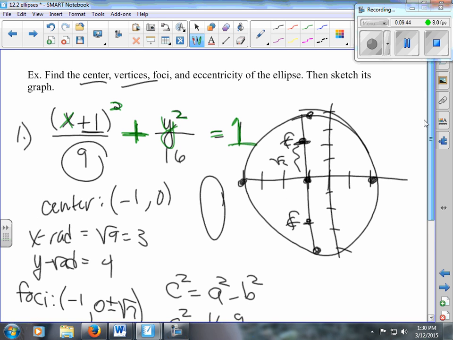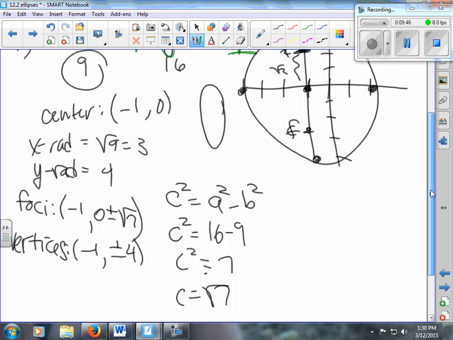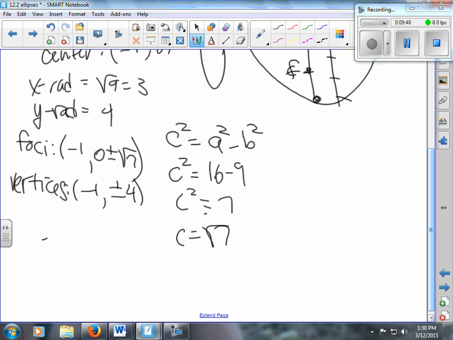And eccentricity. So the eccentricity, E, was C over the bigger one, right? And so in this case, C is square root of 7, and the larger one was 4. So the eccentricity is square root of 7 over 4. And that's all the information they requested.